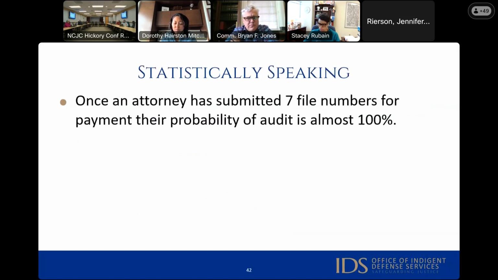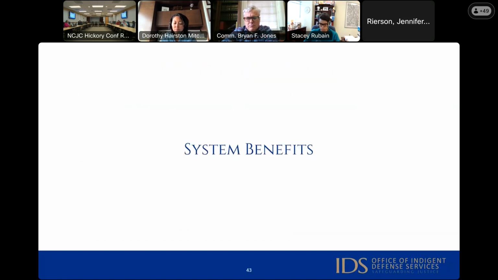Statistically speaking, once an attorney has submitted 7 file numbers for payment, their probability of audit is almost 100%. And as you saw, you can invoice multiple cases in one invoice. So you might have 7 file numbers in one invoice. You might have 10, you might have 1 or 2. But once you've hit 7, your probability of audit is almost 100%.